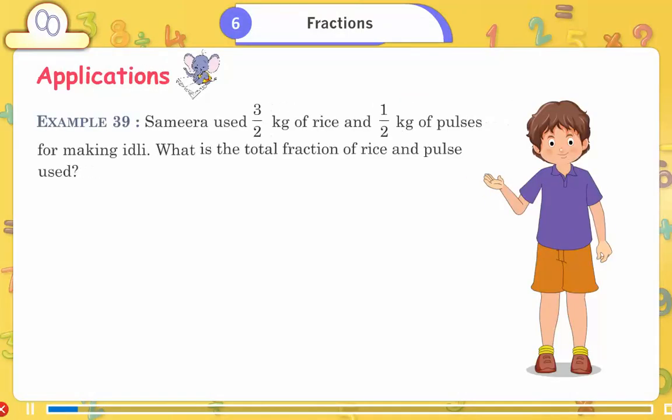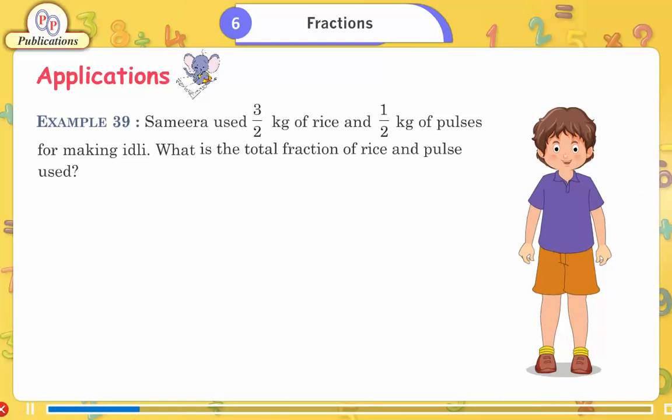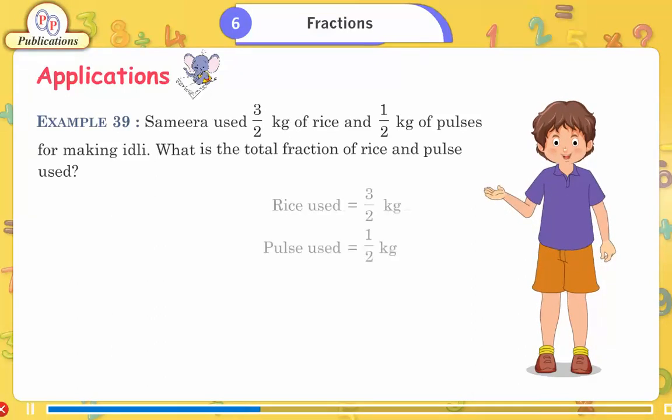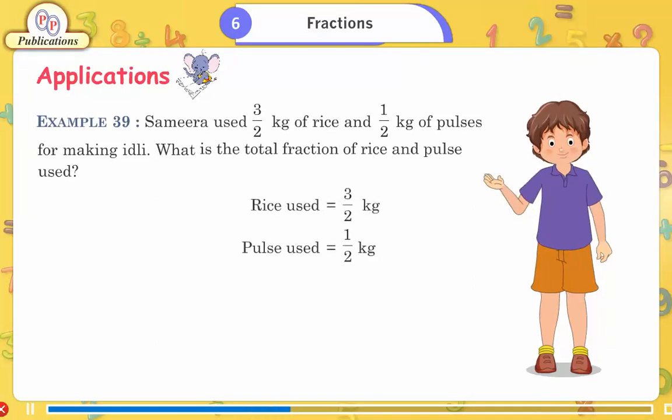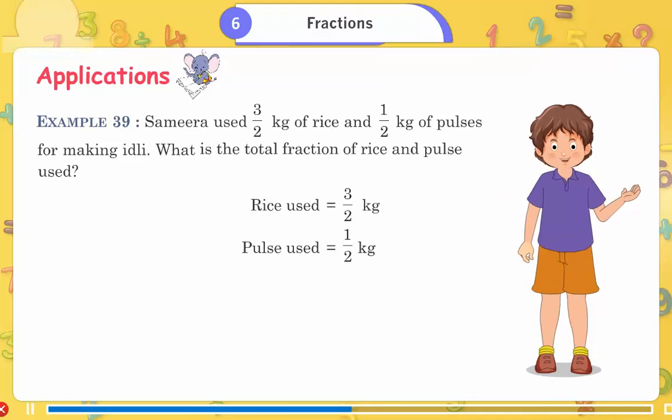Applications. Example 39. Samira used 3 upon 2 kg of rice and 1 upon 2 kg of pulses for making idli. What is the total fraction of rice and pulse used? Rice used is equal to 3 upon 2 kg. Pulse used is equal to 1 upon 2 kg.